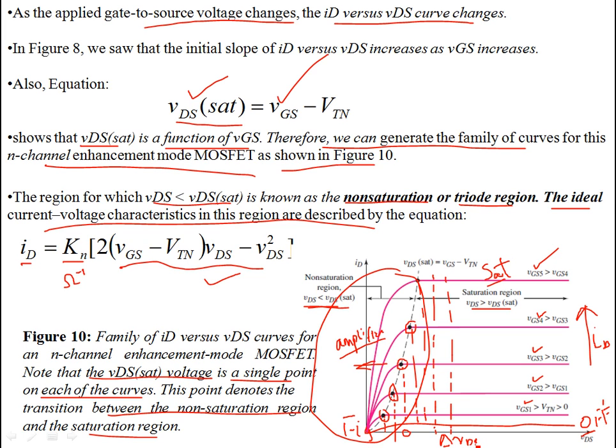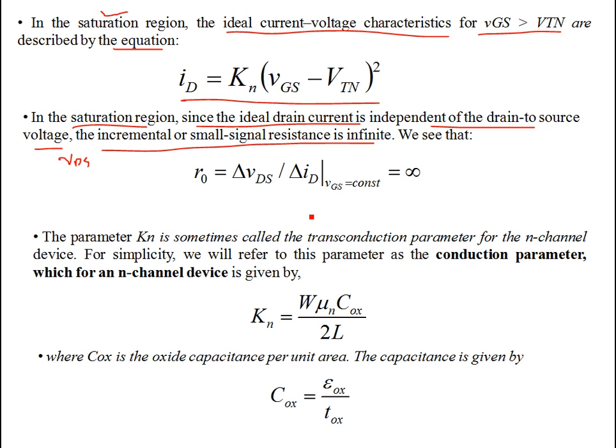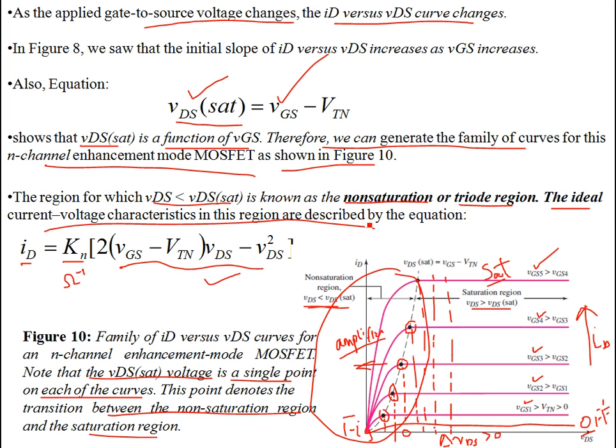Which is finite, which is of course greater than 0. The difference is greater than 0 between 2 points. If you divide this expression by delta ID, there's no change in ID. Basically, delta ID is 0 for a constant VGS, for a certain VGS. So there is no change in ID. If you are going to divide this by delta ID, this means that the slope is 0.